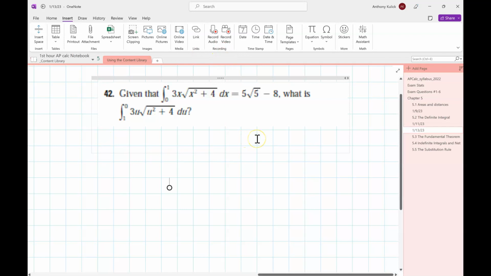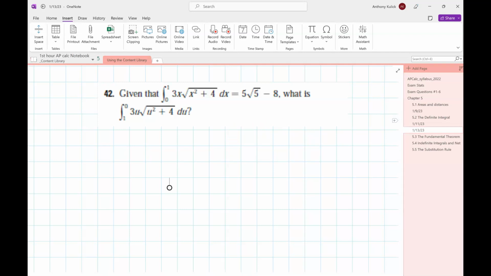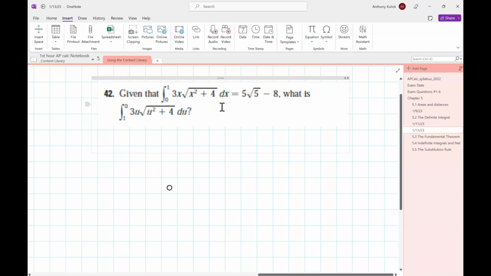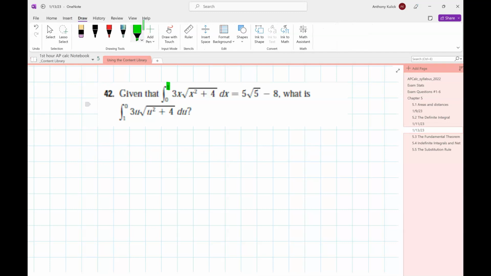Okay. Wait, is this the same kind of thing as number 48? Like where you use that same property? Not the same property there. Nope. Okay. The key that I'm going to notice is that the bounds have swapped, right? I went from 0 to 1 and now I'm going from 1 to 0. Yes. So that's the thing that I noticed, and I know I have a property to deal with that.